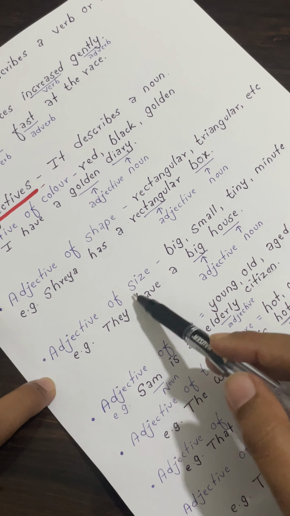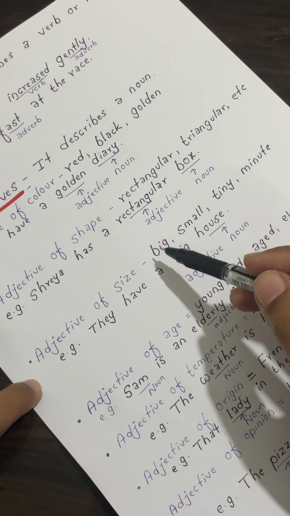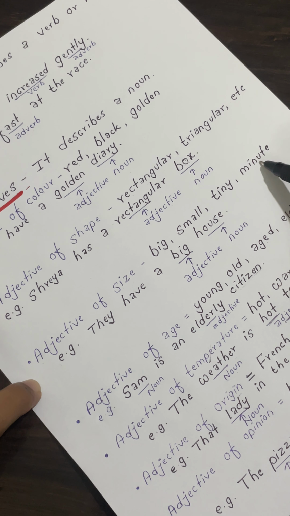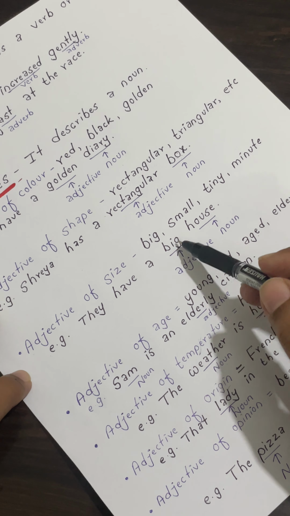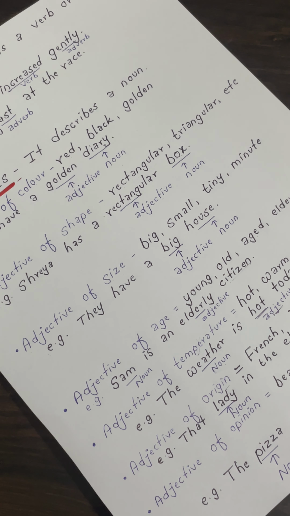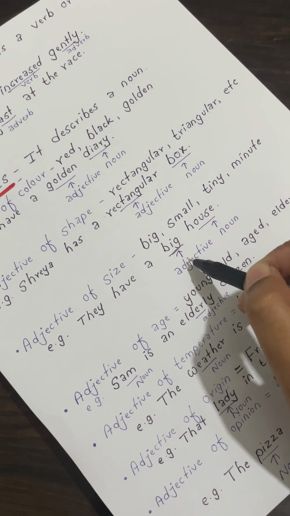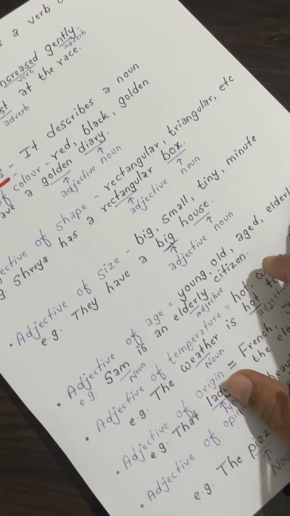Next, adjective of size that includes big, small, tiny, minute. For example, they have a big house. What kind of house do they have? They have a big house, where big is an adjective, and house is a noun.